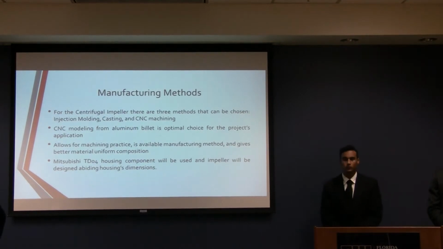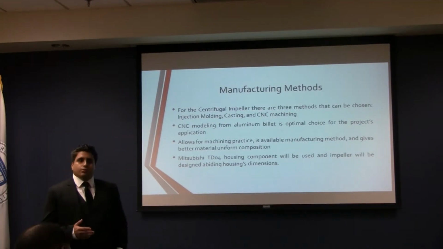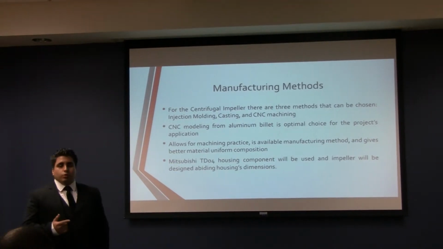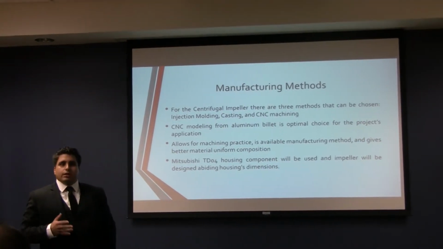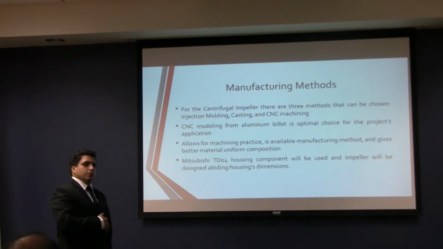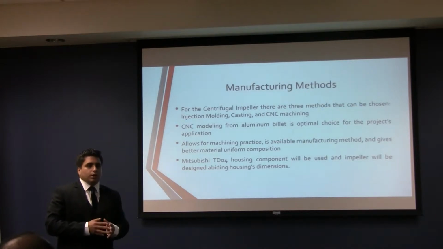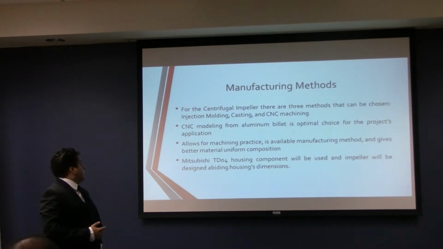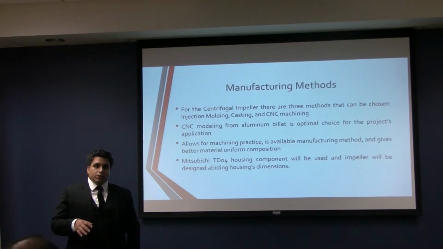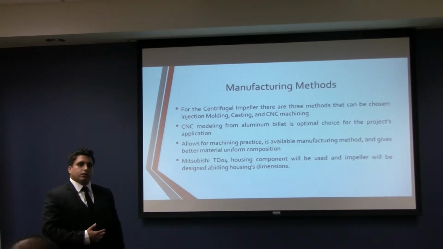As you can see here, we have 3 different methods to choose from when it comes to manufacturing our prototype. We have injection molding and casting, which are beneficial for mass production. But for our project's application, we are going with CNC machining, since we plan to make 1 and possibly 2 prototypes. We're going to machine from an aluminum billet, and we are using CNC machining also because it's on-site, it's available for us, and we can get machining practice.